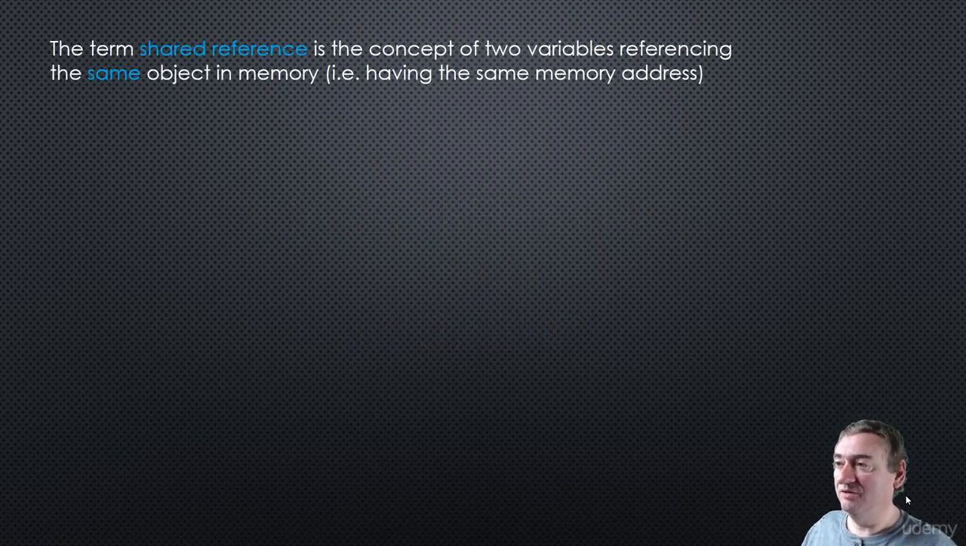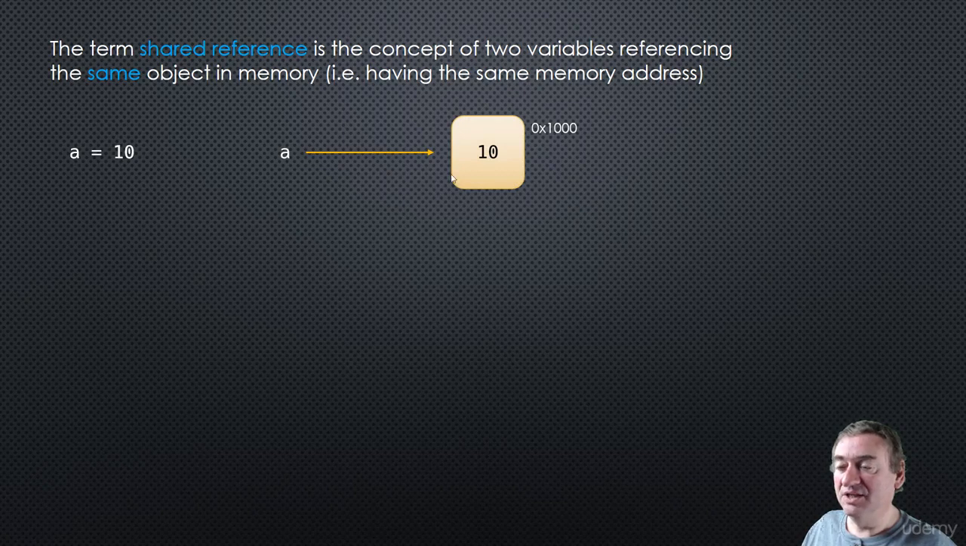So the term shared reference is the concept of two variables referencing the same object in memory. In other words, pointing to the same object, having the same memory address. So for example, if we write a equals 10, then we can create a shared reference to this object in memory. So we have this object in memory at some memory address and a points to it. We can create another variable that points to the same memory address simply by writing b equals a.